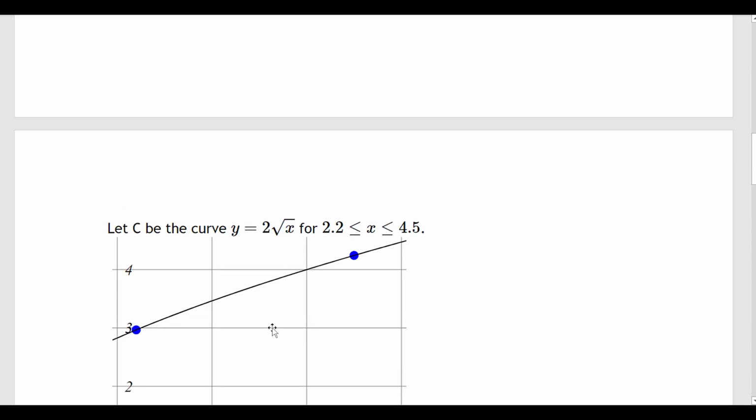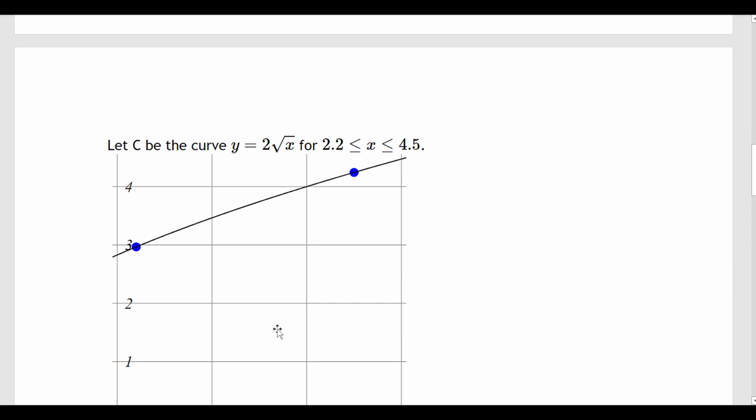So the formula that we had from above is the integral from a to b, and we know what our a is in this case, it's 2.2, and our b is 4.5, of 2 pi times f of x times the square root of 1 plus f prime of x, squared, dx.